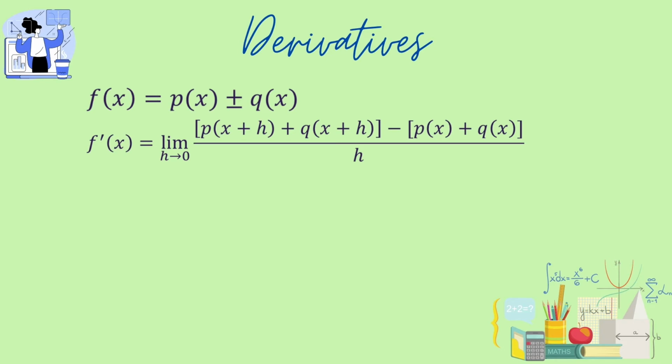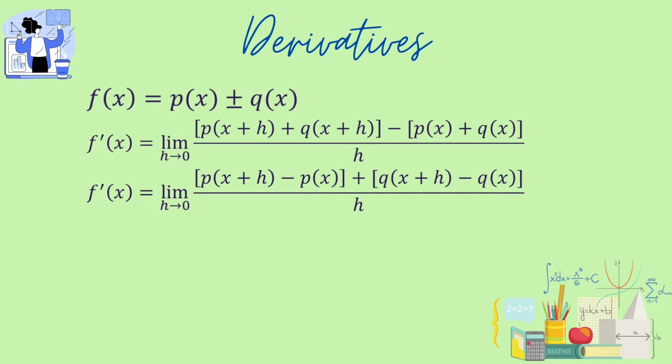If we group together terms involving function p and those involving function q, we obtain the limit as h approaches 0 of p of x plus h minus p of x plus q of x plus h minus q of x, all over h.